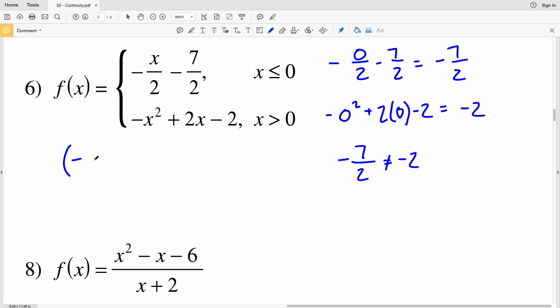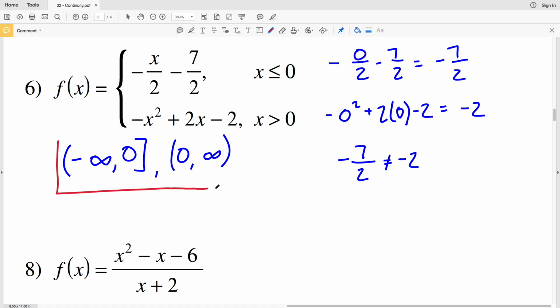So from negative infinity to 0, our function is continuous. And remember that function value at 0 is included. So I'm going to use a bracket. And then from 0, where the 0 is not included, to infinity, our function is continuous again. So in number 6, those are the intervals on which the function is continuous.